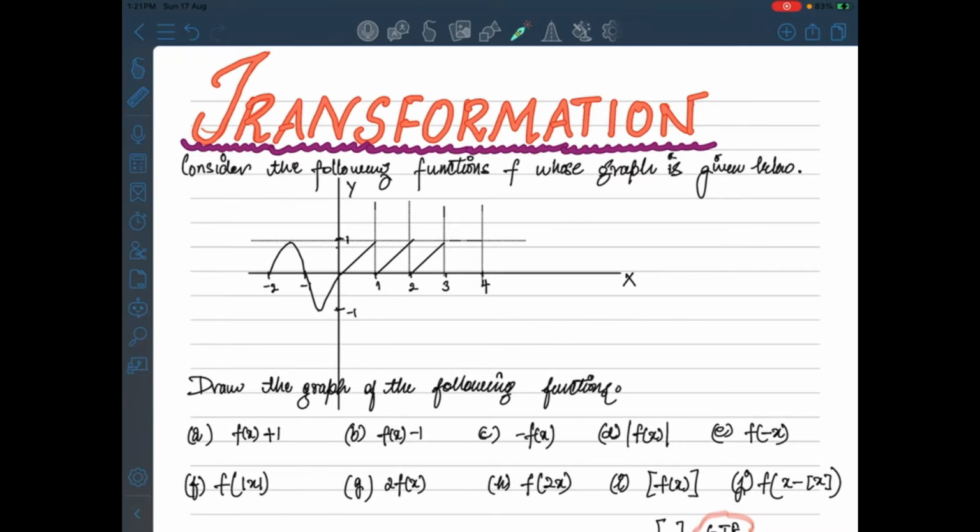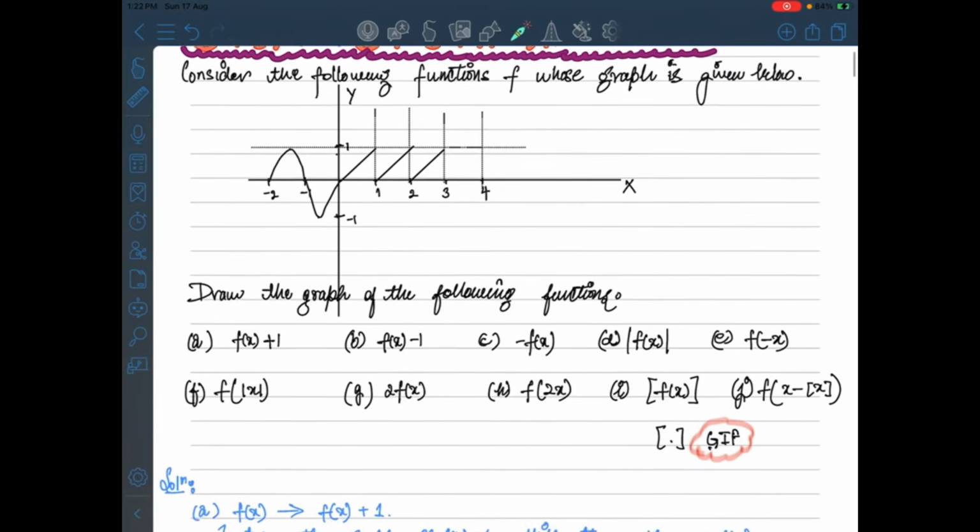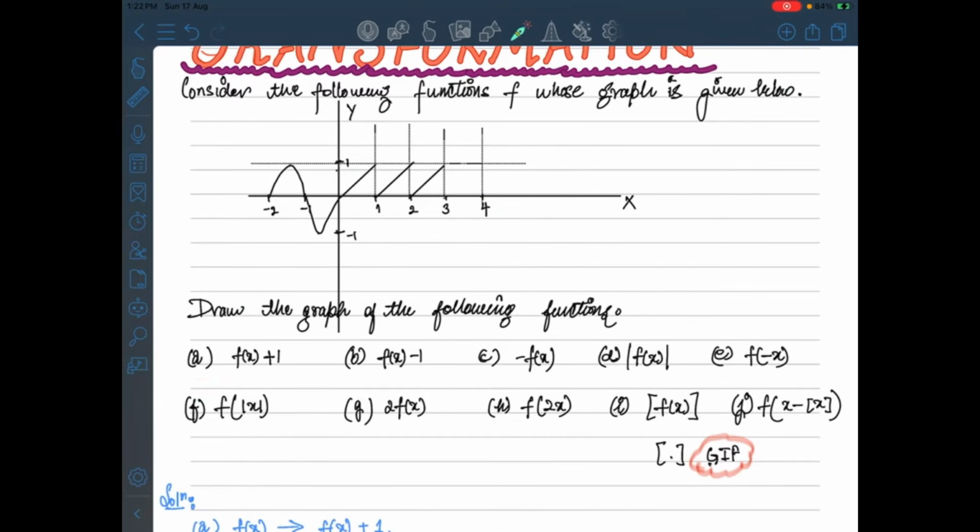So let us start. I have considered one example. This is a graph, a random graph taken. With regard to this graph, we are going to learn all the different types of transformation, as you can see, from A to J. This graph is for a function f of x, which we are not defining right now. It's just a graph for f of x. Now let us see how to do this transformation.